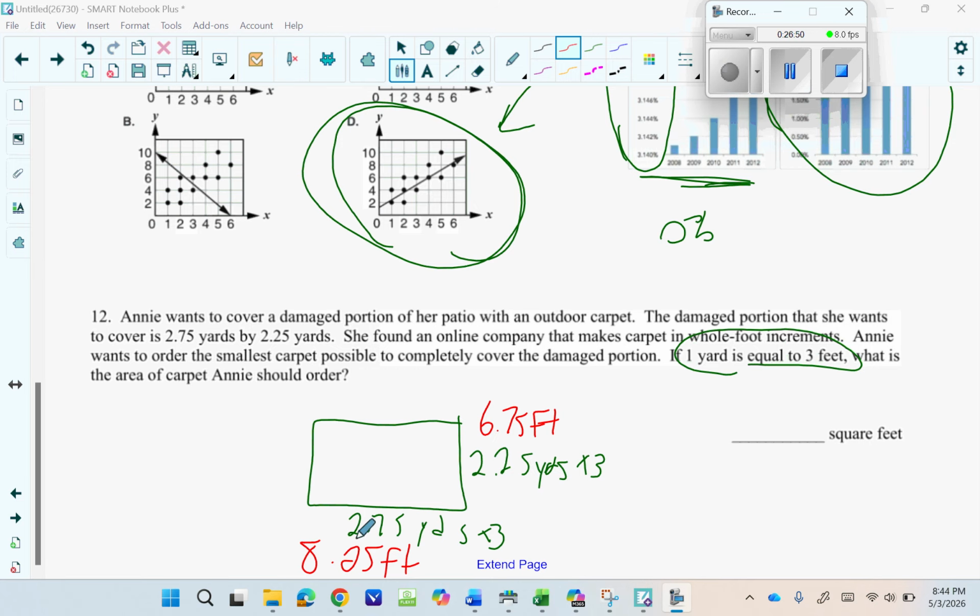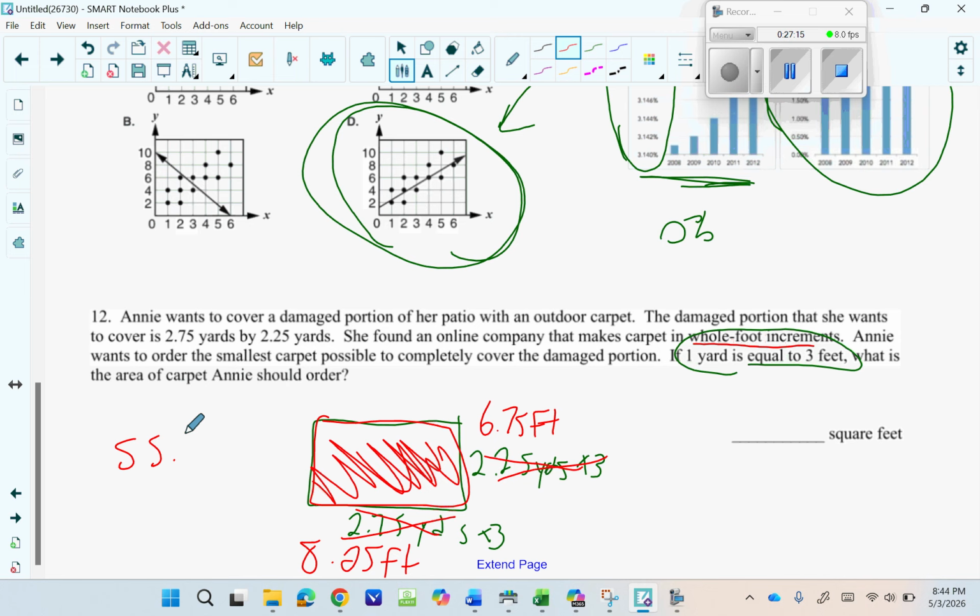Okay, and I get these values in feet, and that's what I need because it says that she found this company that sells in whole foot increments. So for carpet, we need to find area. We're not just doing perimeter, we're actually covering the area. So I'm going to say 6.75 times 8.25. And I end up with 55.6875 square feet. I need to round to the nearest whole foot. So I'm going to round up to 56 square feet.